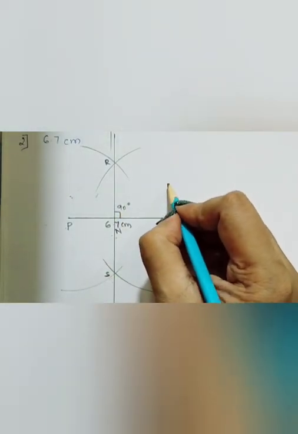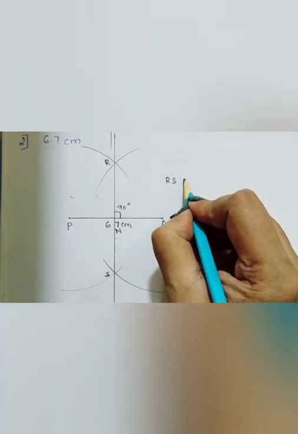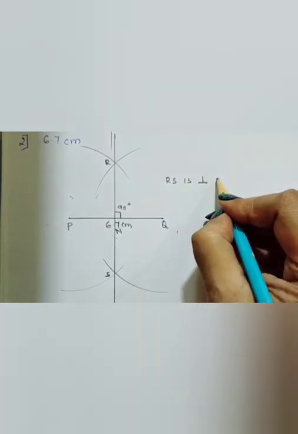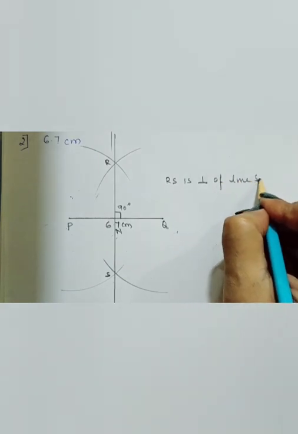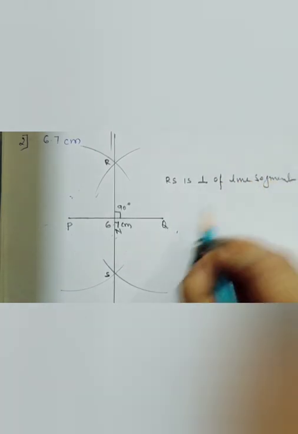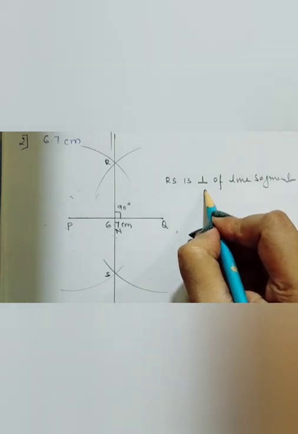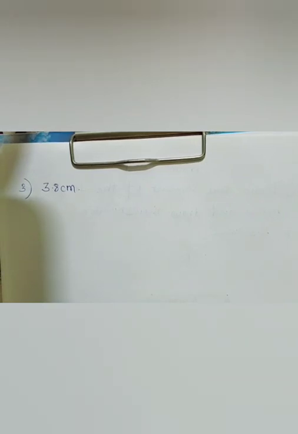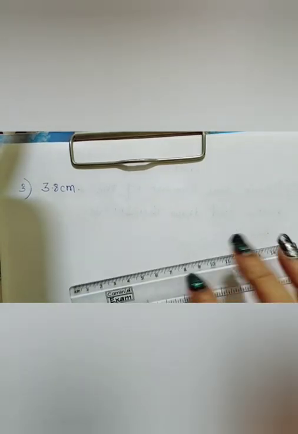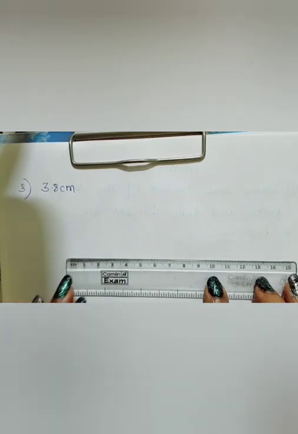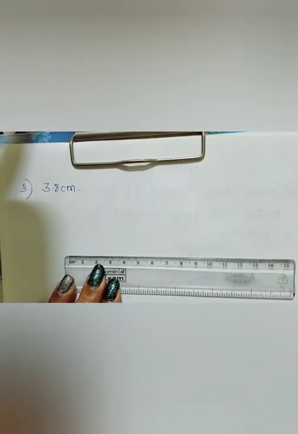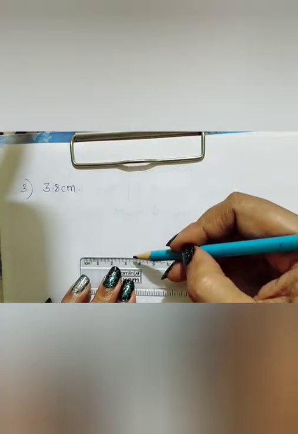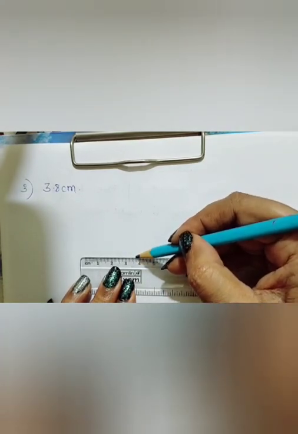Now we are going to write RS is the perpendicular bisector of line segment PQ. I hope you are getting it. Go for the next sum. The next question is 3.8 centimeter. Now we have to draw a line segment of 3.8 centimeter. So I am drawing that. So this is our 3.8.